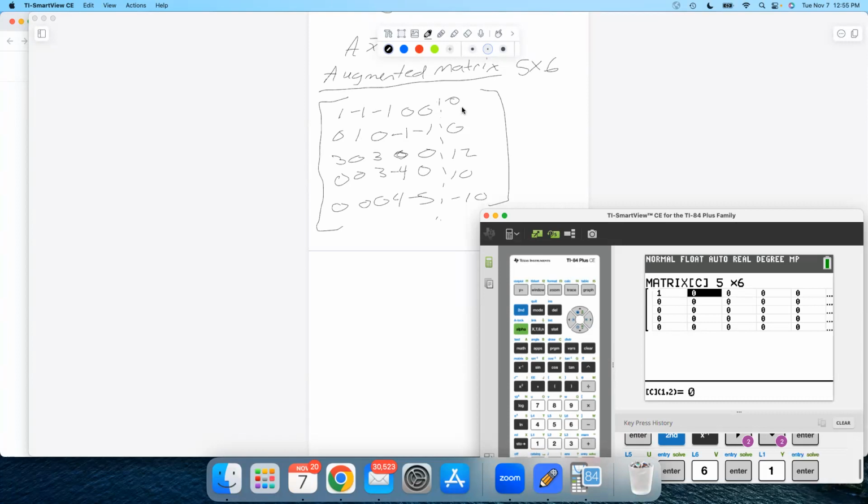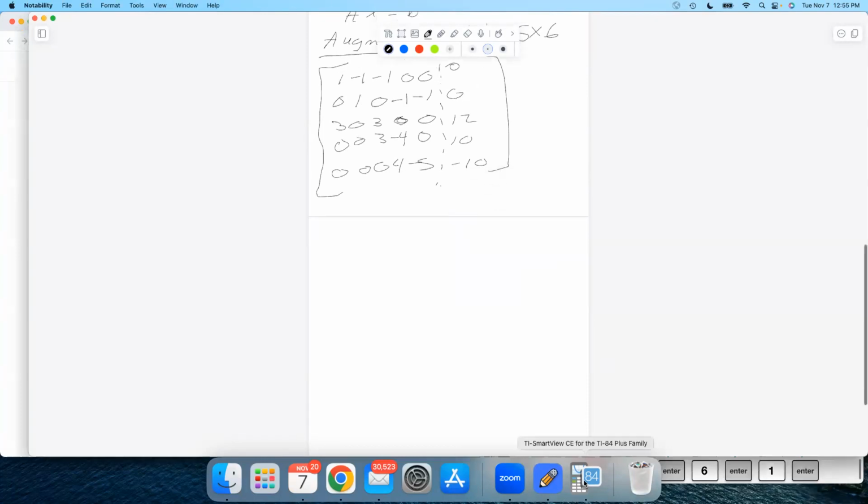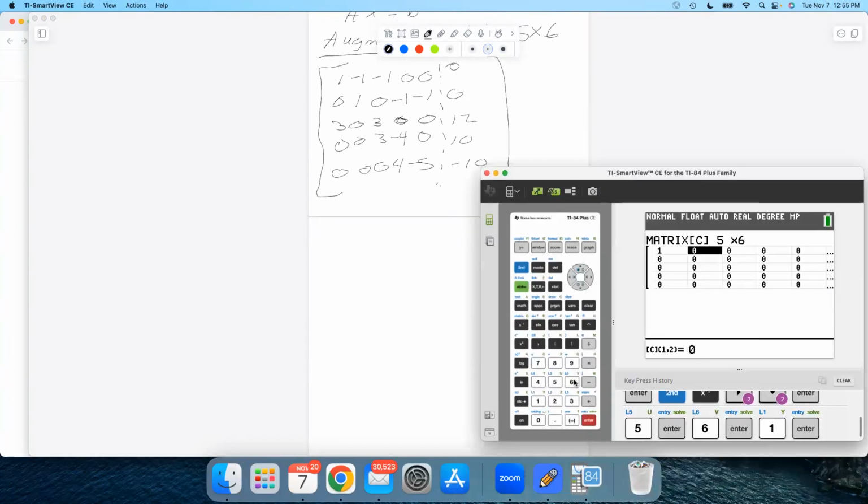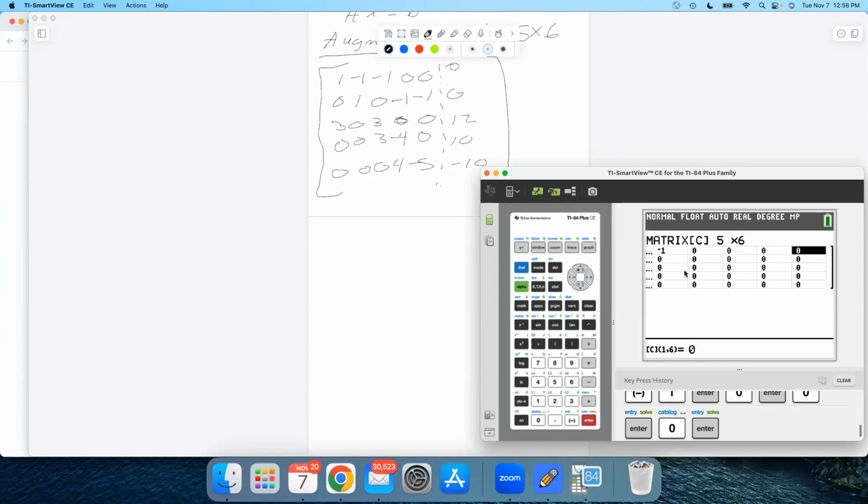So 1. Now, when you're doing negatives, you got to be careful here. This is the negative button on your calculator. If you use the minus button, it'll get mad at you and it won't work. So I want -1. 0, 0, 0. Now, watch what happens here. When I hit this last 0, that one right there, it's going to scroll to the next column.